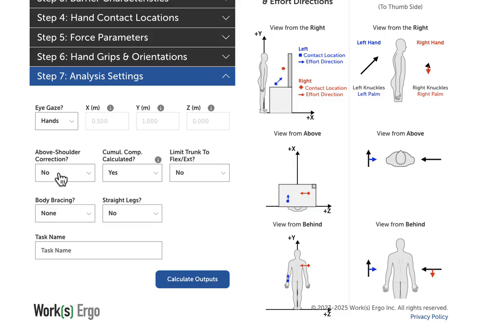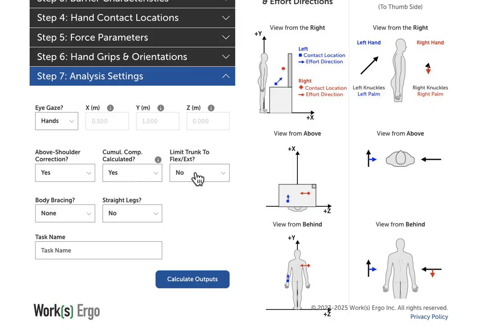The above shoulder correction, we're going to turn that on. That, as you can read in the user manual, is based on a publication I did with David Rempel in 2022. That has since become an ACGIH TLV. So you may choose to, that basically looks at the impingements that could be caused on the tendons if you rotate the upper arm up so that you're grabbing things above the shoulder. I've recently developed a cumulative compression calculation, so you can turn that on, and that may be a limiting factor.